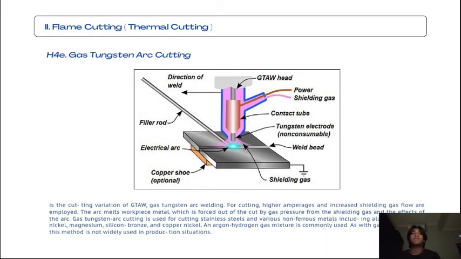Okay, now we're going to the fifth subtopic from arc cutting, which is gas tungsten arc cutting. It's the cutting variation of GTAW, gas tungsten arc welding. For cutting, higher amperage and increased shielding gas flow are employed. The arc melts workpiece metal, which is forced out of the cut by gas pressure from the shielding gas and the effect of the arc. Gas tungsten arc cutting is used for cutting stainless steel and various non-ferrous metals, including aluminum, copper, nickel, magnesium, silicon bronze, and copper nickel. An argon hydrogen gas mixture is commonly used, as with gas metal cutting. This method is not widely used in production situations.